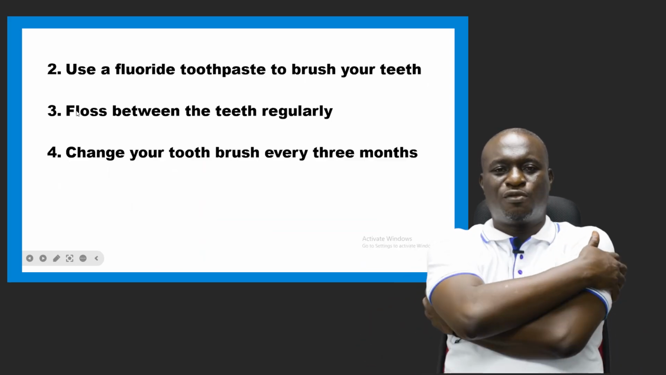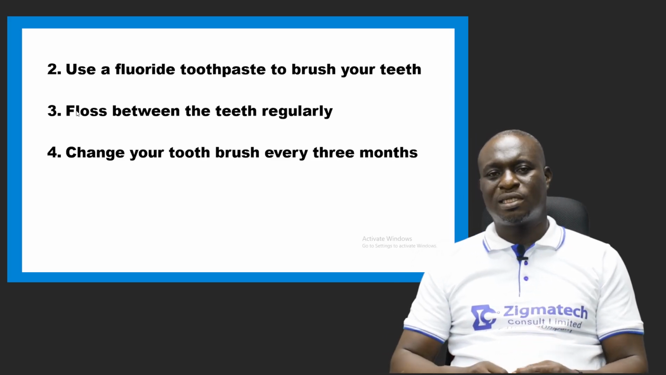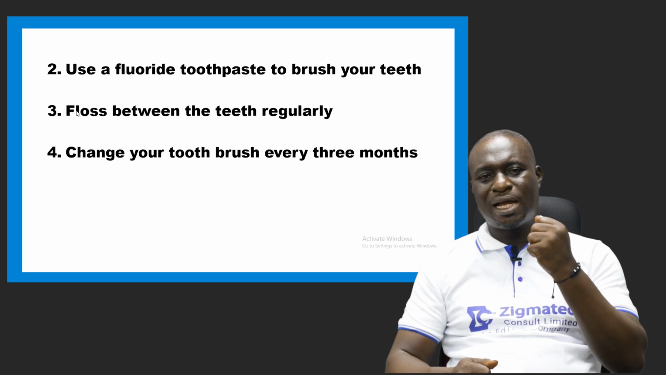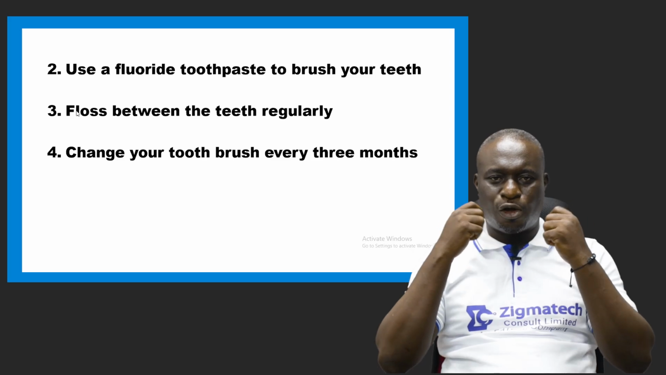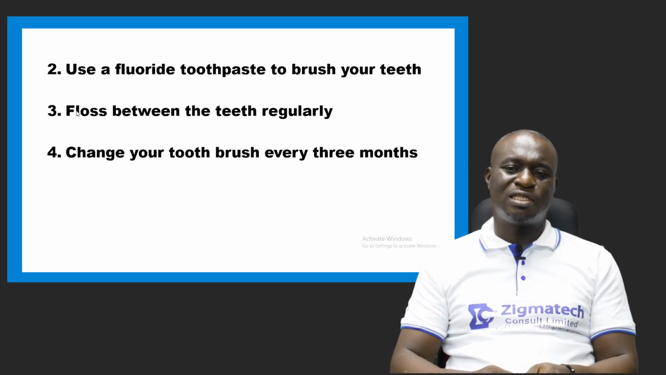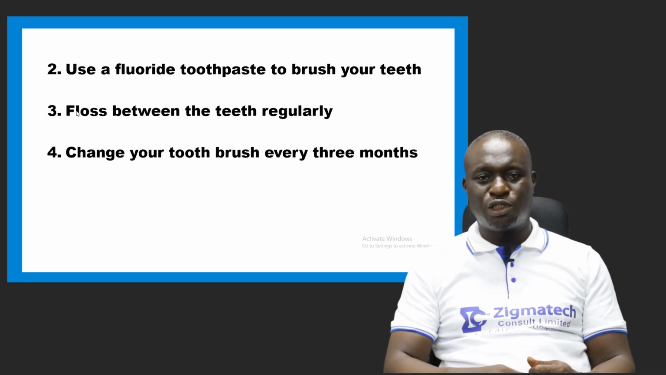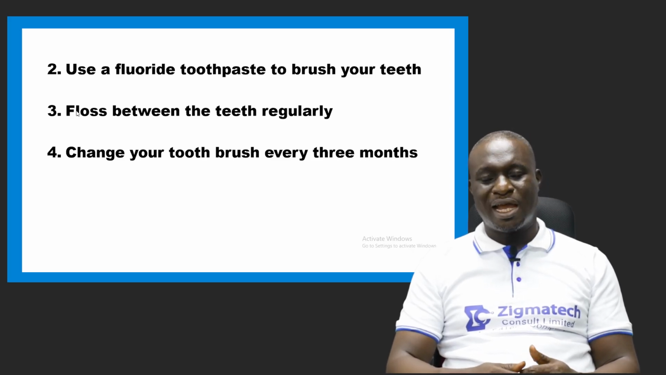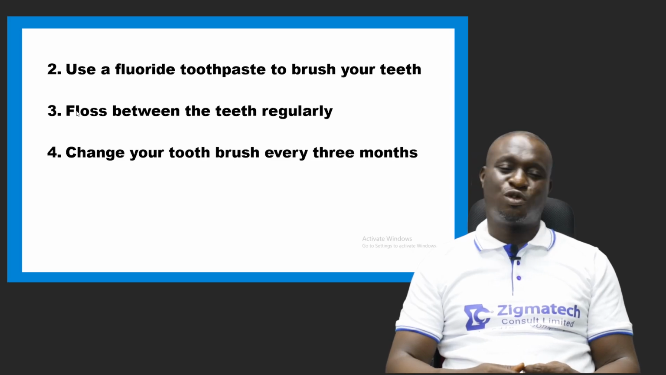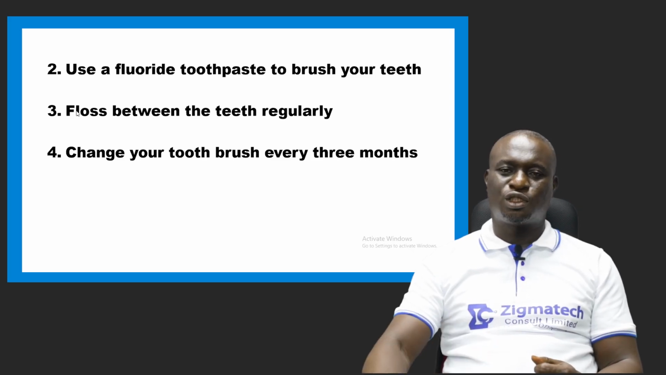Another way we can take care of the teeth is to use a fluoride toothpaste. Fluoride toothpaste helps to make the teeth strong and healthy. So use a fluoride toothpaste to brush your teeth. Also, you can use floss to floss between the teeth regularly. And then also you can change your toothbrush. Endeavor to always change your toothbrush at least once in every 3 months. There are some persons that would like to use their toothbrush for a full year. Please, that is not good. At least once in every 3 months, you can change the toothbrush.